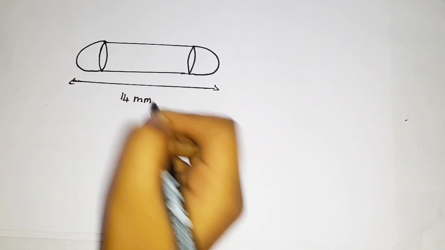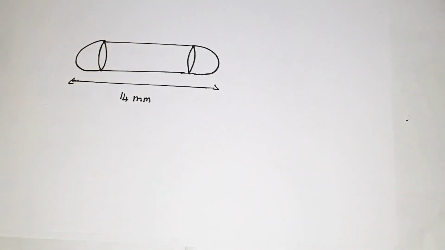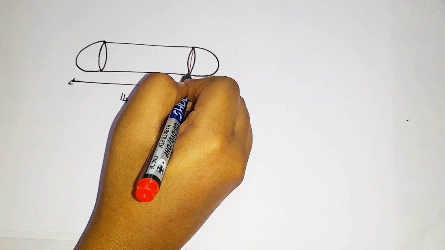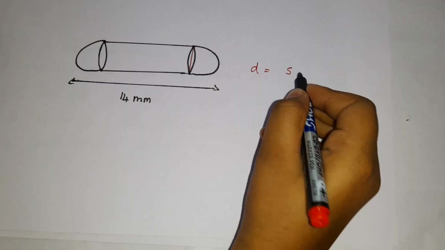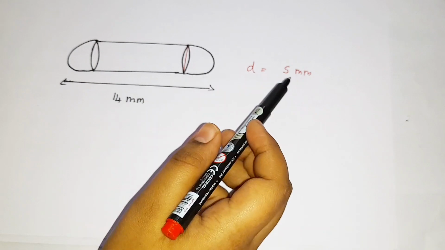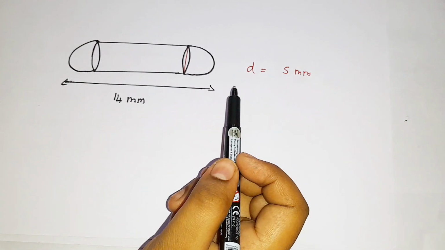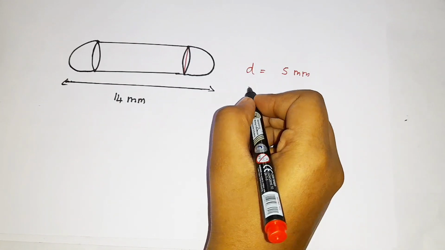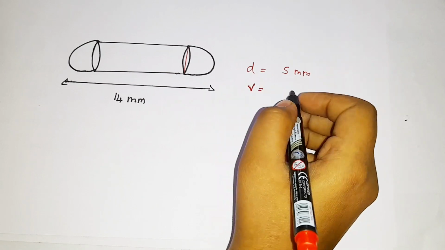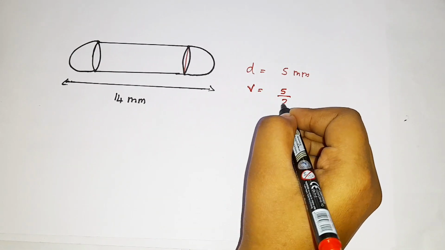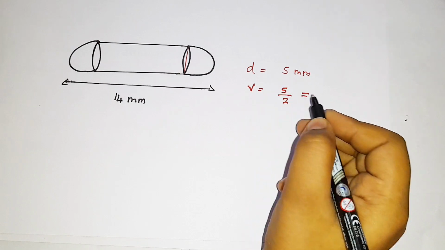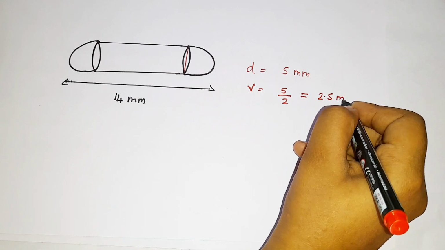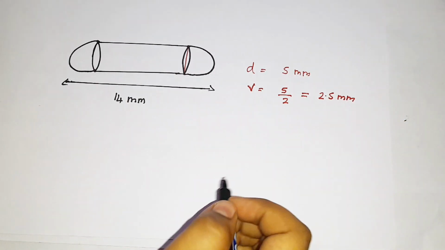Of course, we have hemispheres. The hemisphere has a diameter that is 5 mm. Everything is in millimeters, so there is no need to change the dimensions. Now, the diameter is 5 mm, so how do we find the radius? Half of the diameter, so 5 by 2. When we divide 5 by 2, we get 2.5 mm. So this is what we get for the radius.